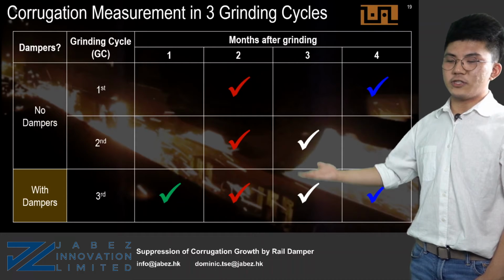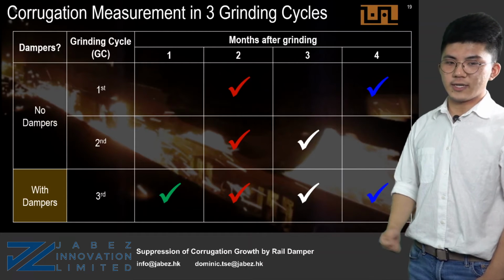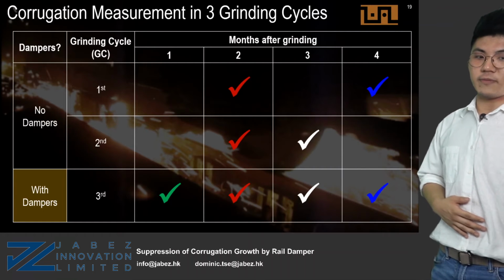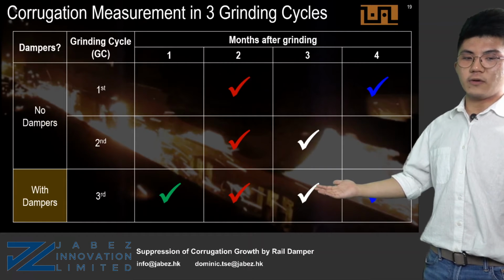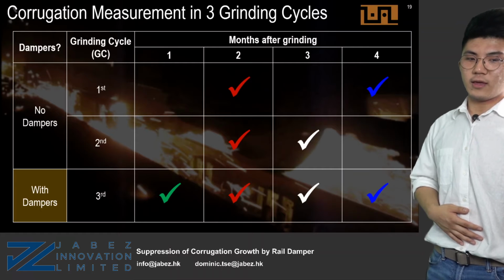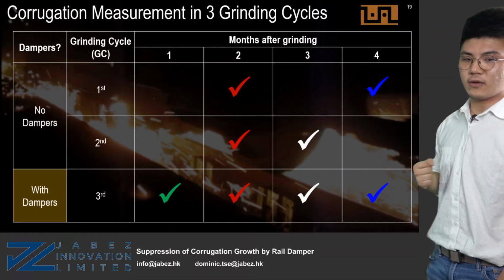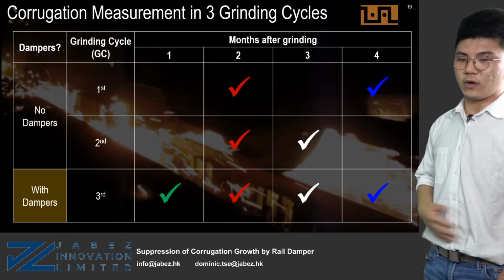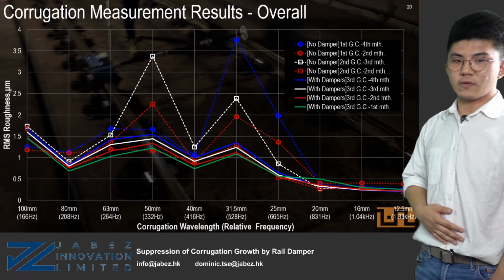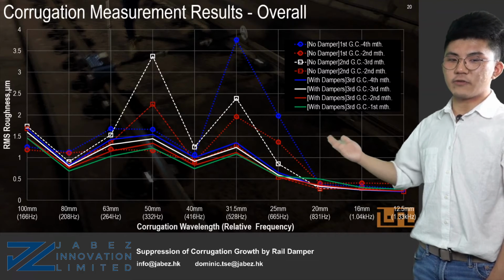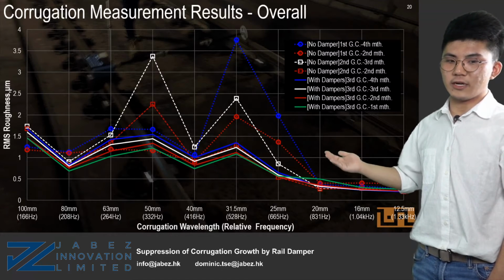With the damper known to be able to alter the rail dynamics, next we're going to talk about the corrugation measurement result. We have conducted corrugation measurement within a field grinding cycle to monitor the corrugation growth. Please note that there is no damper installed in the first two grinding cycles, while the third one is the one with damper installed. Here's a graph that was presented in the paper. We'll then look into the roughness of each grinding cycle in the coming slides.